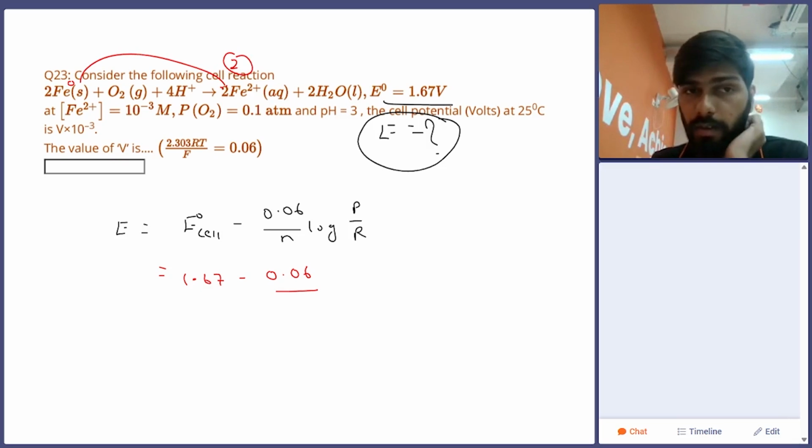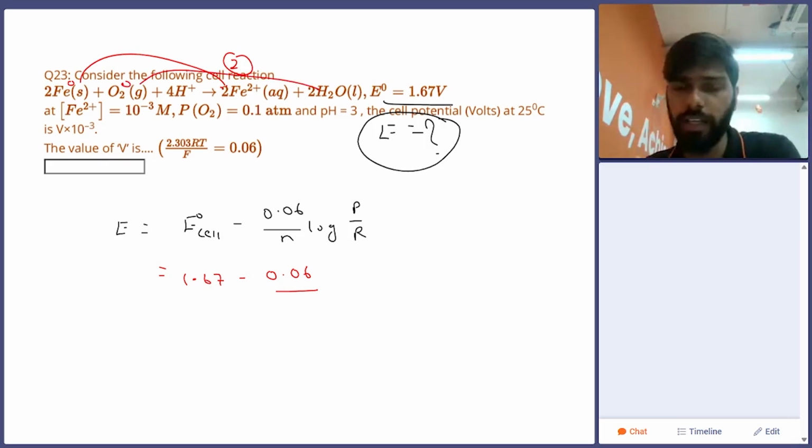Okay, here oxygen is 0. So the total electron loss or gain here: 4H+ will convert into 2H2O. So here the total electron n value that we have to put is 4. The solid goes to this one, and this is gaseous to this.